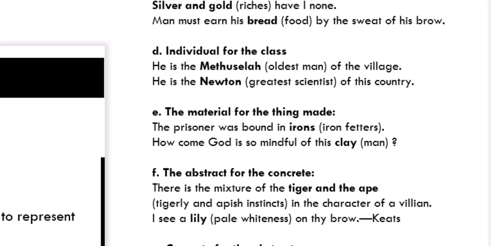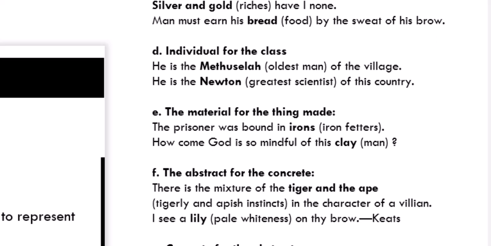Now, the material for the thing made. The prisoner was bound in irons, that is, the iron fetters. How come God is so mindful of this clay? Clay there is actually part of the materials we use in making man, but it's used to represent man in this instance.